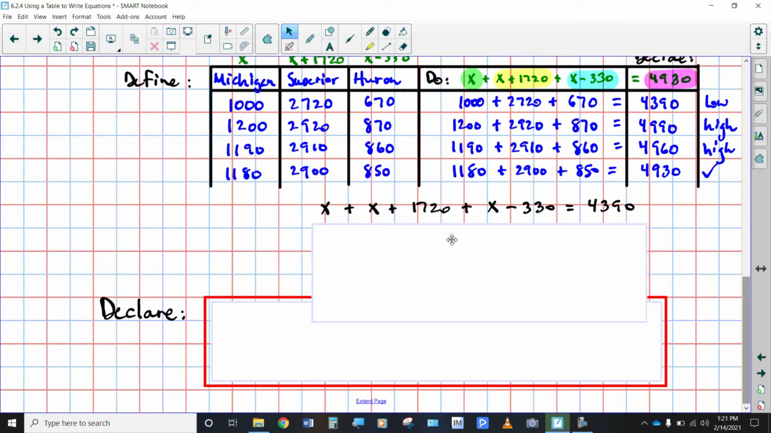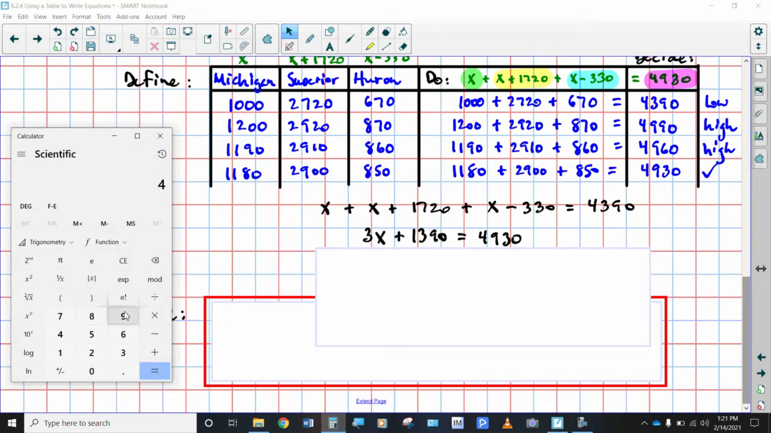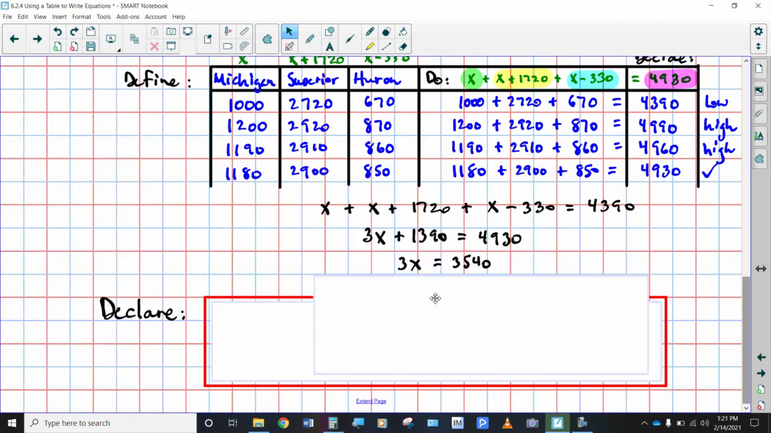All right, so you would have combined 1, 2, 3 x's and then added 1720 and negative 330 to get 1390. So now we want to figure out what the 3 x's were before we added 1390. So let's take 4930 and subtract away 1390. Let's see what we get. 4930 minus 1390, and we get 3540. So that means that 3 x's had to be 3540, since 3540 plus 1390 is 4930.